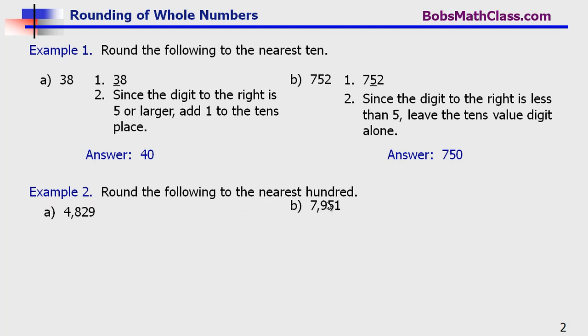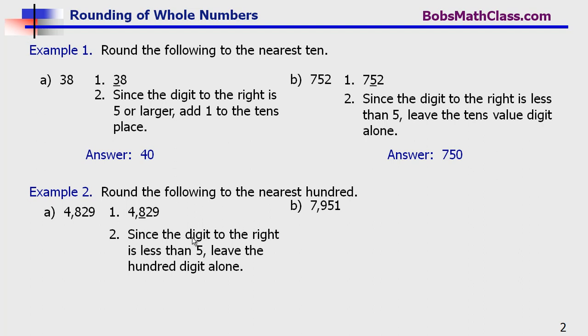Okay, now we're going to round these to the nearest 100. Underline the hundreds place, which is an 8. Look at the digit to the right. What number is to the right of the 8? The 2. Since the digit to the right is less than 5, leave the hundreds digit alone. So it's going to be 4, 8, and then 0, 0.